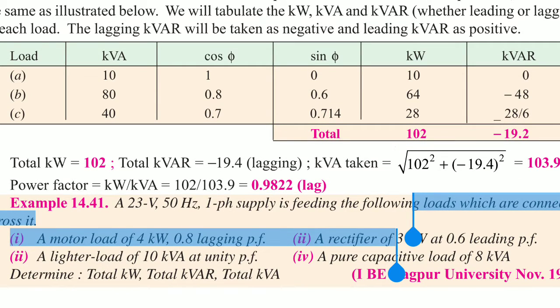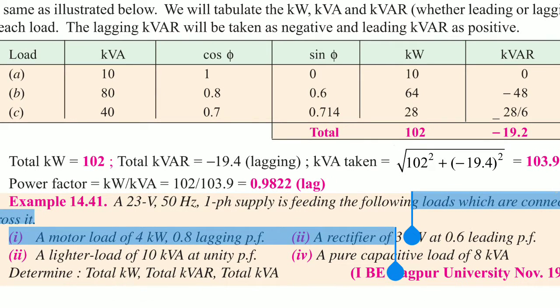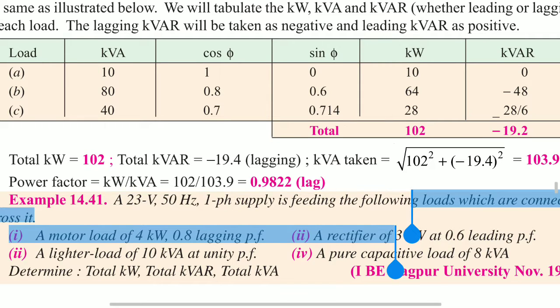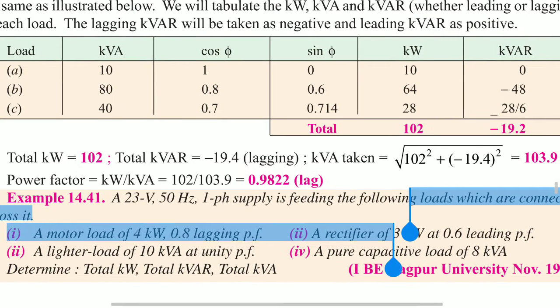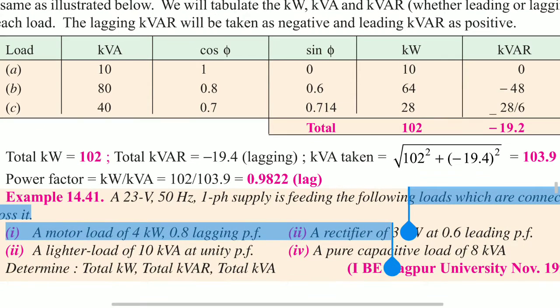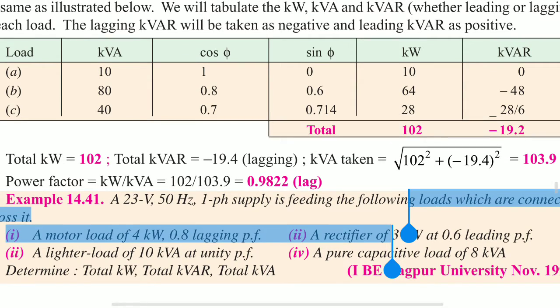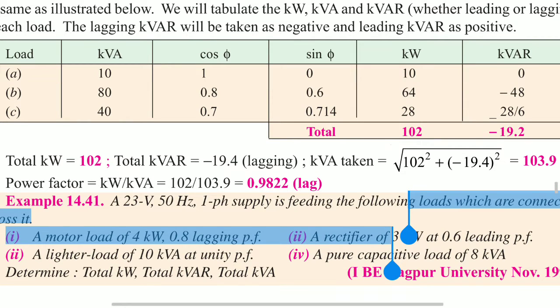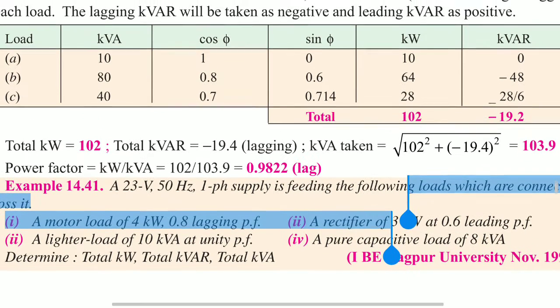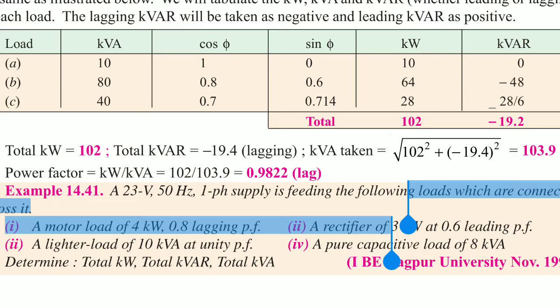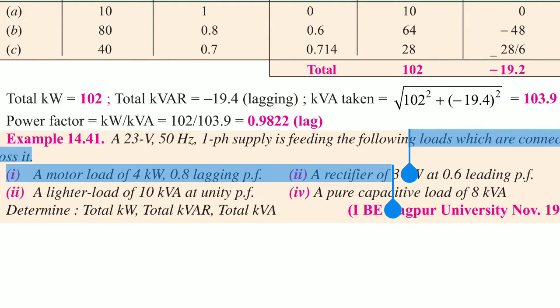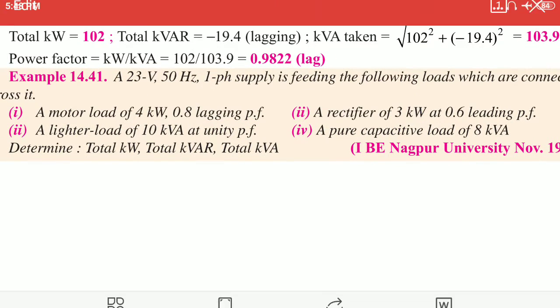Now the power factor of the whole circuit. The power factor is equal to kW by kVA, that is 102 by 103.9, and that value is equal to 0.9822 lag.